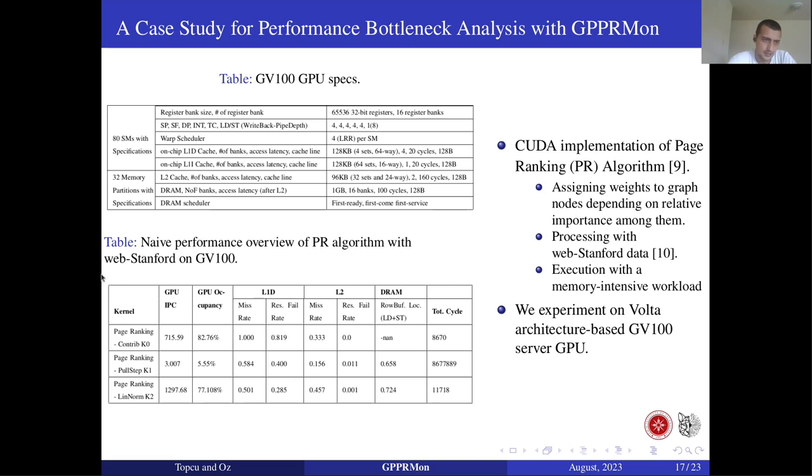As you can see in the overall performance statistics, the contribution kernel and linear normalization kernel have dramatically high IPC compared to the pull step, which is the first kernel. We need to resolve the runtime performance bottlenecks of the first kernel. As you can see, the IPC is 3. The L1 data cache miss rate is high. However, the overall L2 cache miss rate is comparably low.